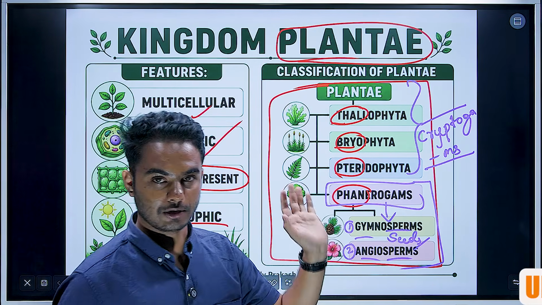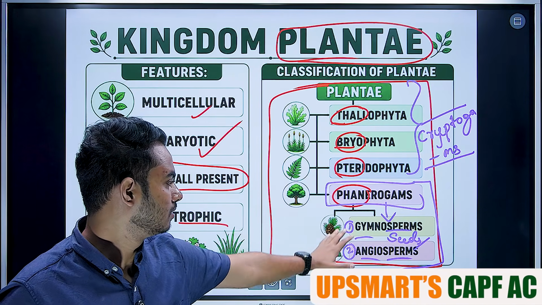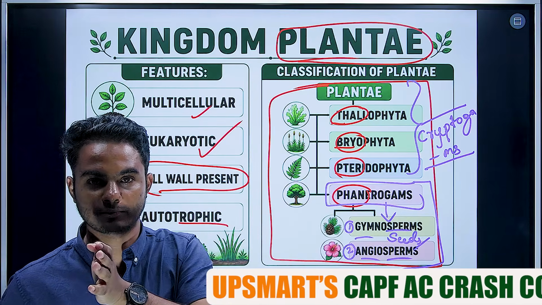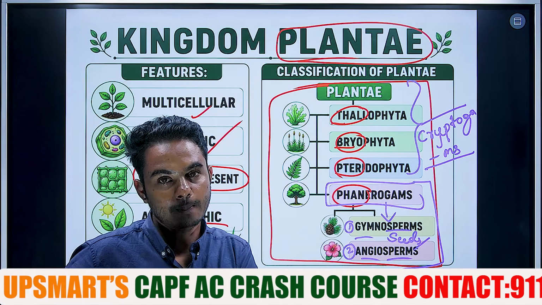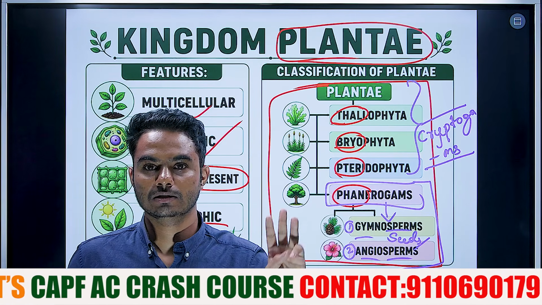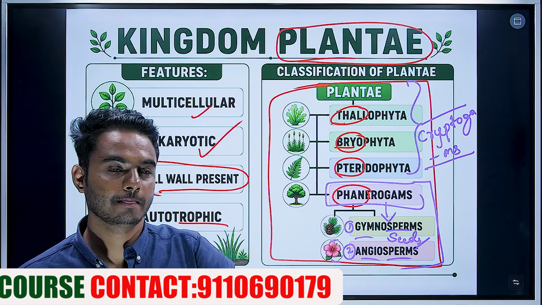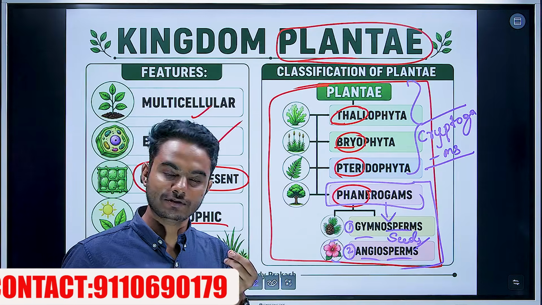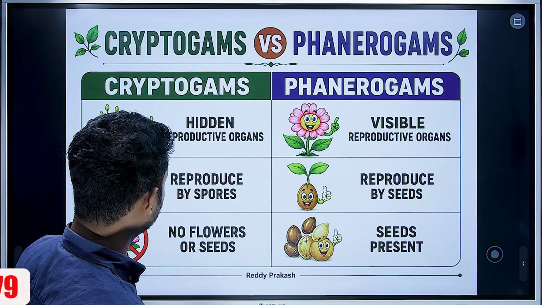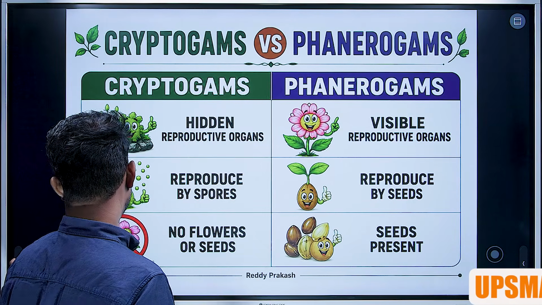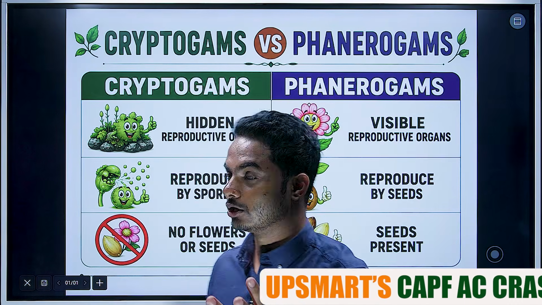Phanerogams are further divided into gymnosperm and angiosperm. This should be remembered, I'll give a recap again. First comes cryptogams, and the second part is phanerogams. Cryptogams are divided into thallophyta, bryophyta, pteridophyta, three kinds. Phanerogams are divided into gymnosperm and angiosperm. Easy. We'll discuss each of them in detail, which is very important. Before that, let's first understand what are cryptogams and what are phanerogams. Cryptogams are three kinds, I told you. What are they?